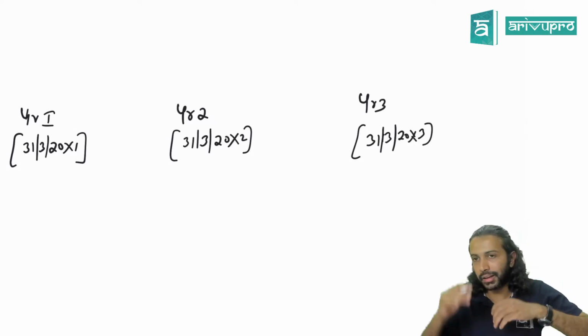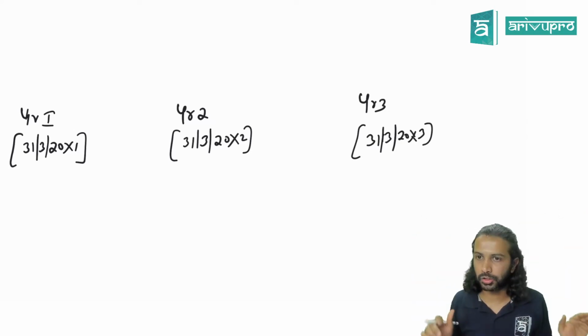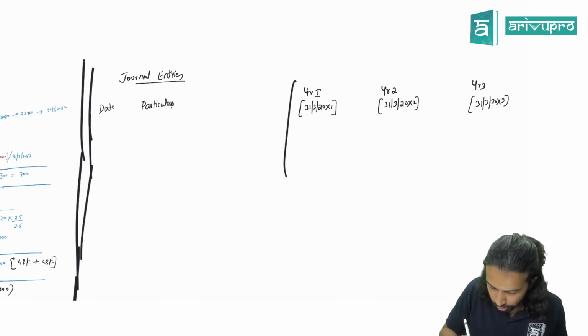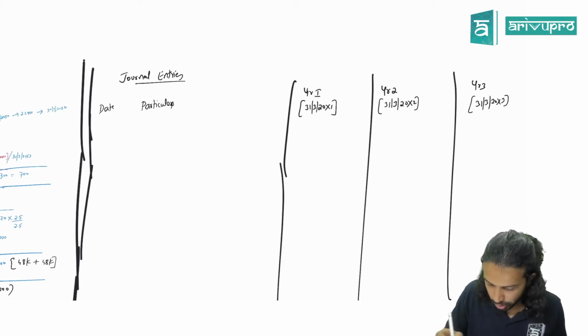Instead of passing the entries one below the other, I'm going horizontally. That's it. Rather, instead of vertical, I'm going horizontal. How this works? Check. Maybe it's the first time you're doing columnar presentation.